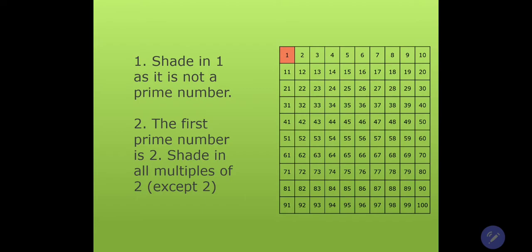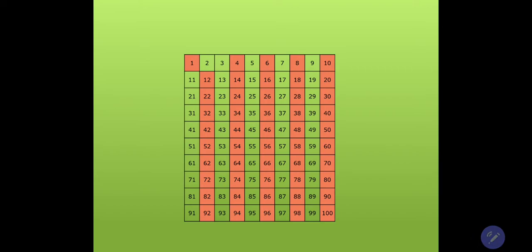The first prime number is 2. Why do you shade all the multiples of 2? Because all the multiples of 2, let's say 4, 6, 8, 10, can be divided by 2, meaning there will be more than 2 factors. That's why we shade all the multiples of 2. So we shade all the multiples of 2: anything that ends with 2, 4, 6, 8 and 0.